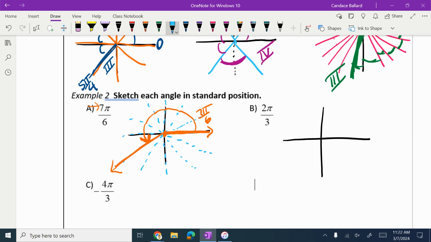Okay, let's check it. So I'm going to divide my top into 3. I'm dashing that in there, right? Okay. Do I want to count up or down? Up. So I'm going to draw my solid there, and I'm going to go 1, 2. And I'm going to put my little arrow pointing that way, and I'm probably going to label 2 pi over 3. Okay.